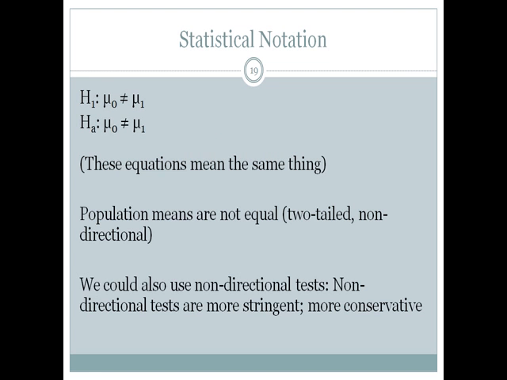Our alternative hypothesis says mu0 is not equal to mu1. So our alternative hypothesis says that there is some difference between these two groups. We'll be talking more about the question of whether a statistical test is a one-tailed or a two-tailed test. Let's save that for in a minute. So this just says the population means are not equal.